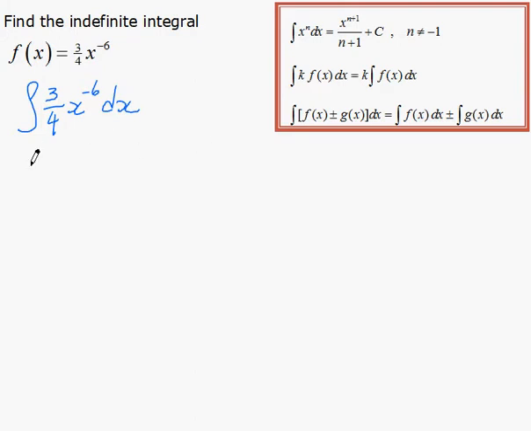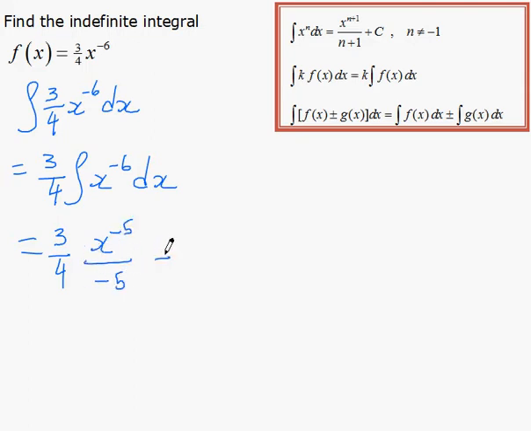Now, rule 2 says we can take the constant outside, so we're going to remove the constant, then integrate the remaining function, which we do by following rule 1: add 1 to the exponent, and then divide by the same exponent. So 3 over 4 x, the exponent is negative 6, so plus 1 gives minus 5, over minus 5, plus the constant of integration. Simplifying, we end up with negative 3 over 20 x to the power of 5 plus a constant.